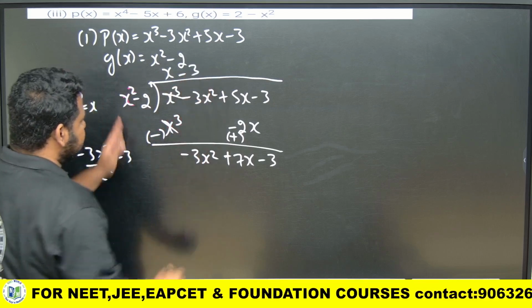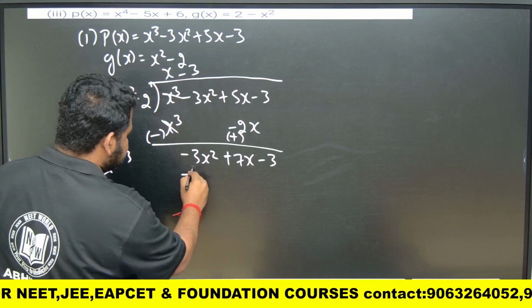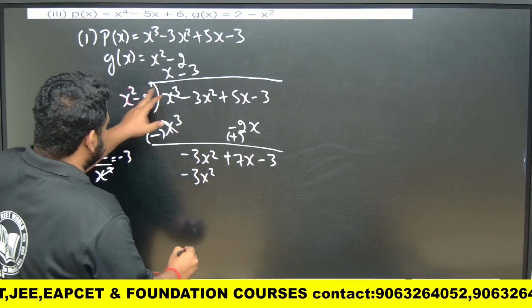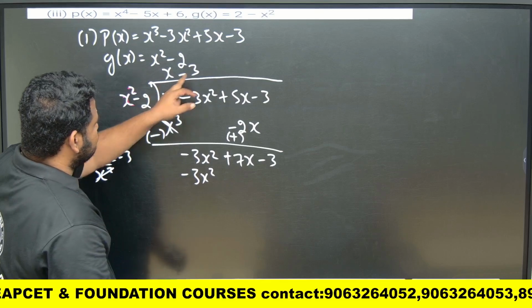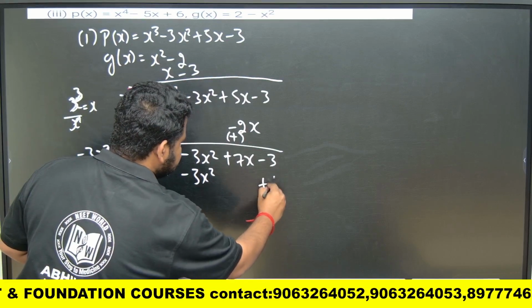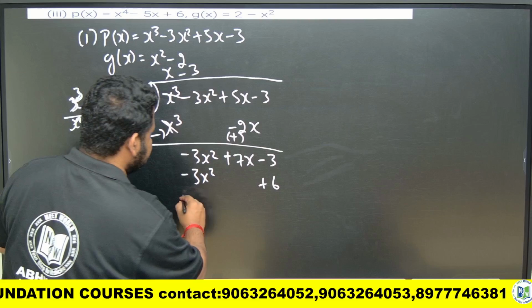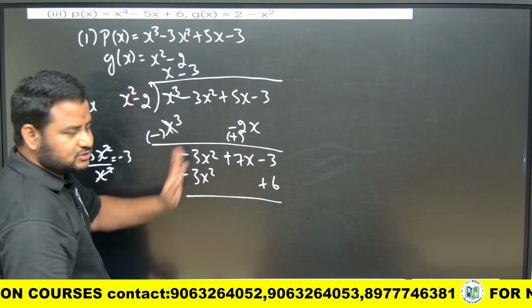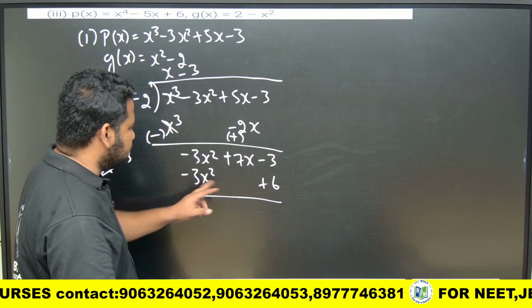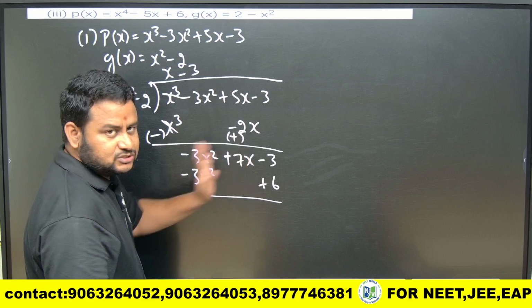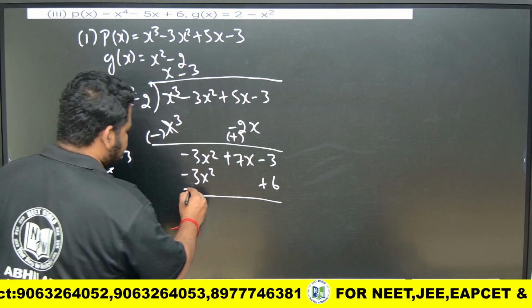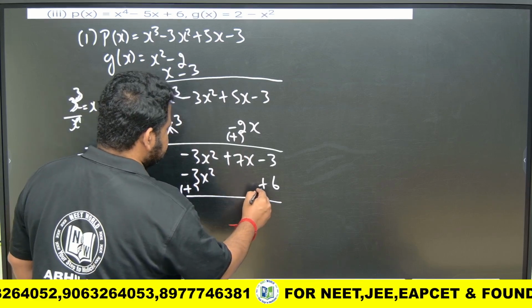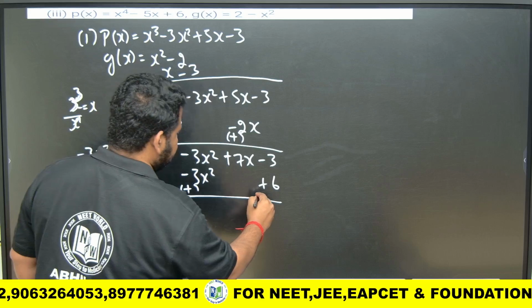What will I get, friends? X square into minus 3 is minus 3x square. Now minus into minus is plus, and 2 3s are 6, so I write 6 here. Under x there is no term, so I have to keep it as it is. Now plus here, 2 3s are plus 6, and this I have to write minus.